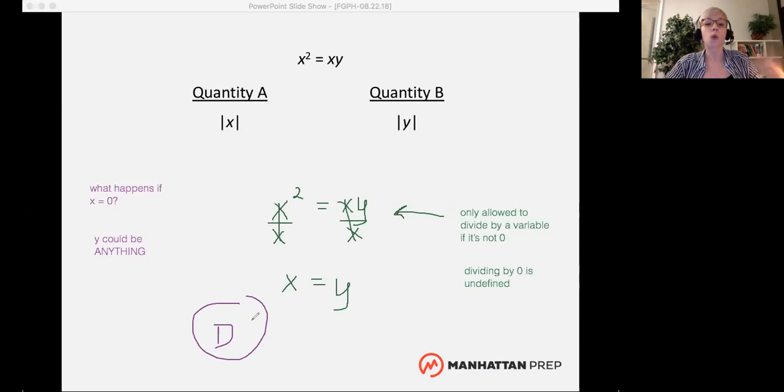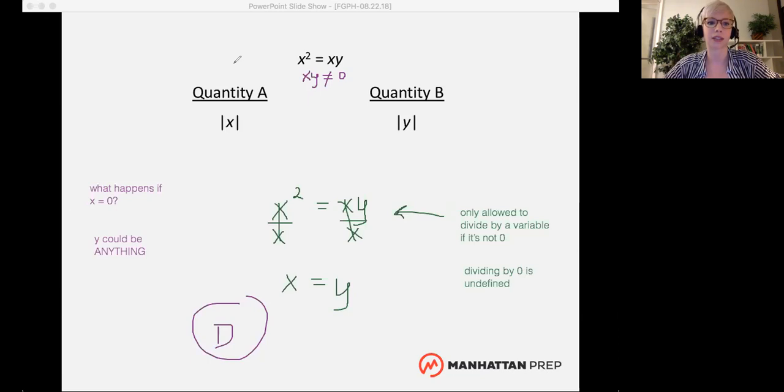Right, exactly. So how about this? If I gave you this additional piece of information, if I said x squared equals x times y, and how about this? Product xy is not equal to 0. If they told us that the product couldn't be 0, then neither one of these could be 0, and then they have to be the same. Then we would be allowed to divide by x.